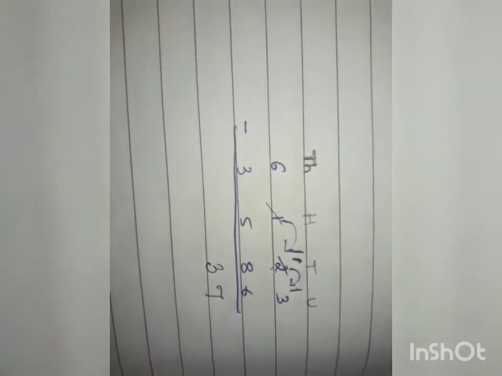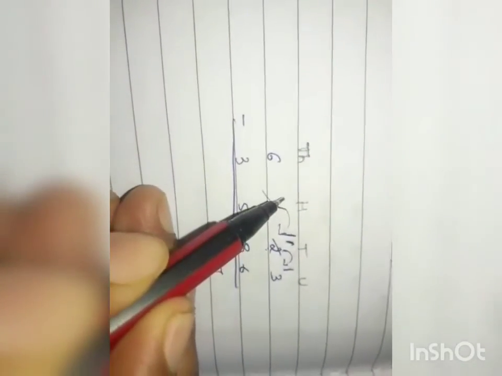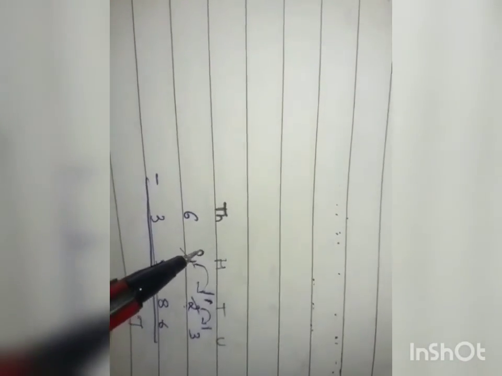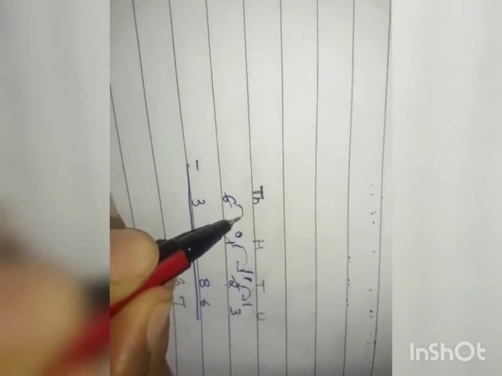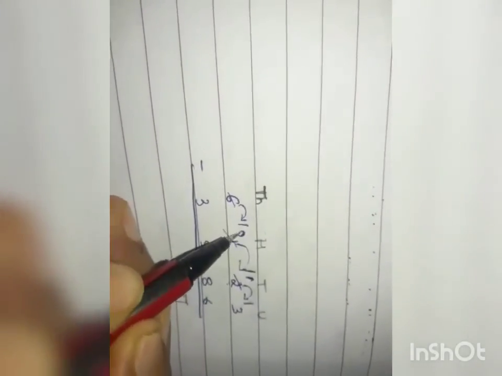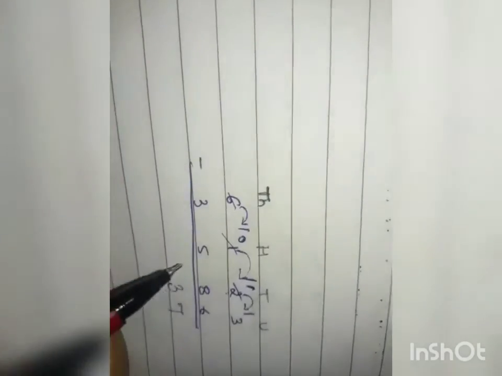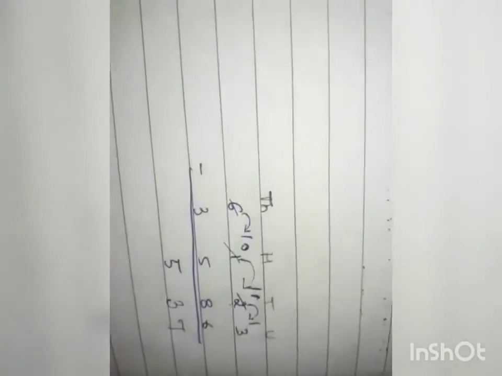11 minus 8 is 3. So I got 3. Now what do I have in the hundreds? I had 1 but I have borrowed 1. So what will remain? 0. So I have 0 here. Okay. So from the 0 can I subtract 5? I can't subtract. So again I have to borrow 1 from the thousands. So if I borrow 1, I'll get 1 and 0 will be 10. 10 minus 5 is 5.